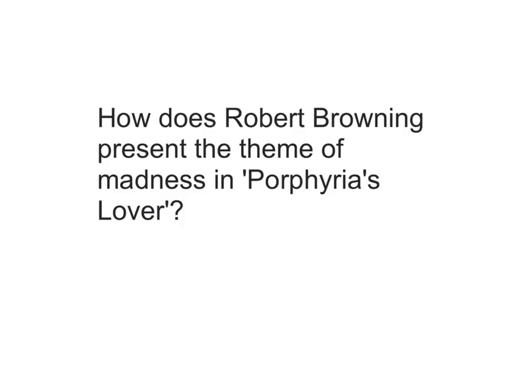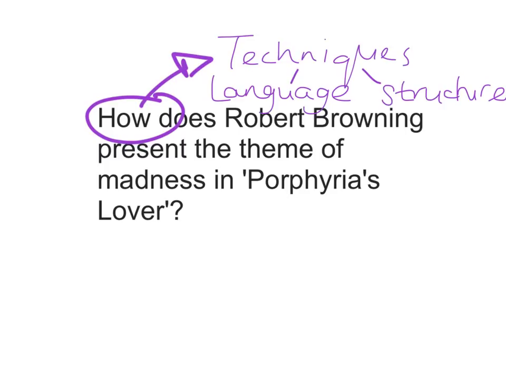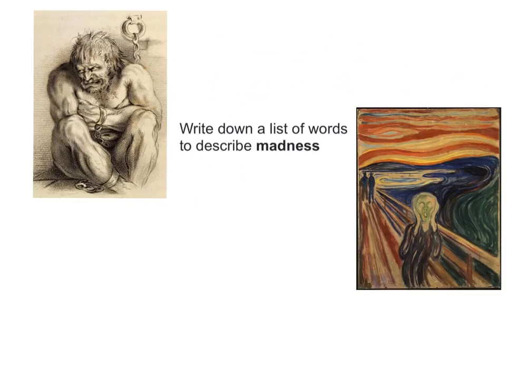asking you to do. This homework is focused on developing the how and considering the techniques that Robert Browning has used in the poem to present the theme of madness. Your job is to come to the next lesson with some annotations which analyse how madness has been presented, and we will then be trying to evaluate how effective Robert Browning has been at using these techniques.